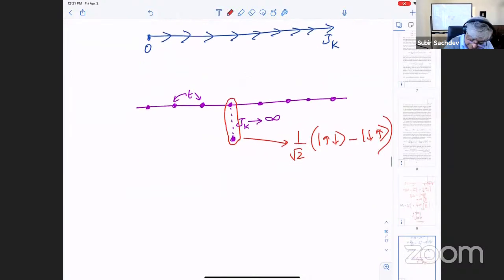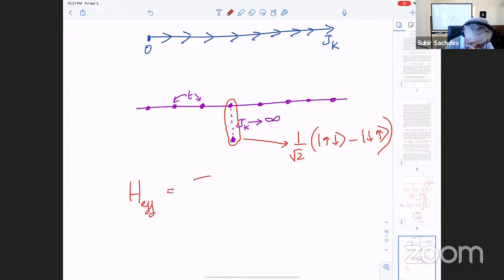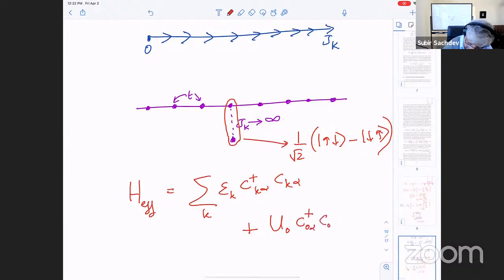And the way you can then write the effective Hamiltonian for the conduction electron, now it only has the conduction electrons involved. It's the sum over k of epsilon k, c dagger k alpha, c k alpha. But now you have a potential U0, which acts on the electron at the origin, c dagger 0 alpha, c 0 alpha, and U naught goes to infinity. So that's our low energy theory.